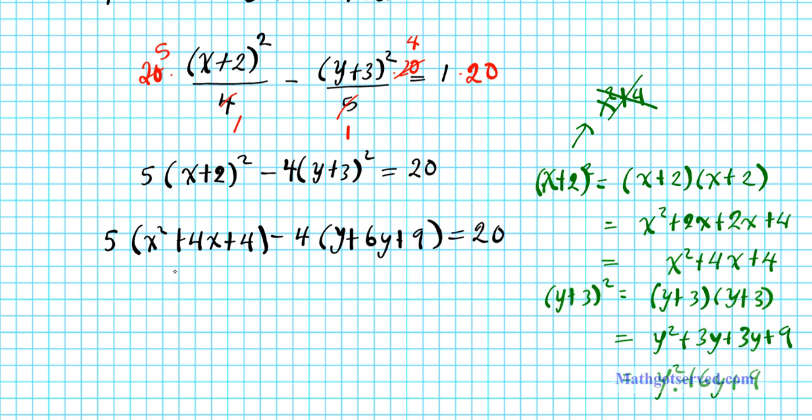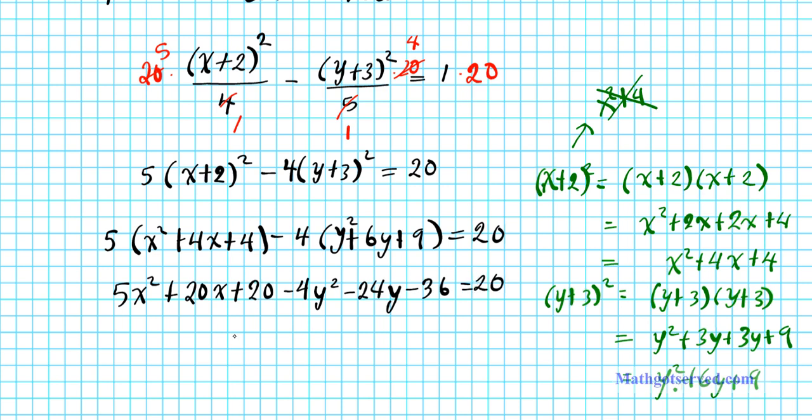Now let's distribute 5 across these terms. We'll have 5x squared plus 20x plus 20. Distribute negative 4 here. We have negative 4y squared minus 24y minus 36 equals 20.